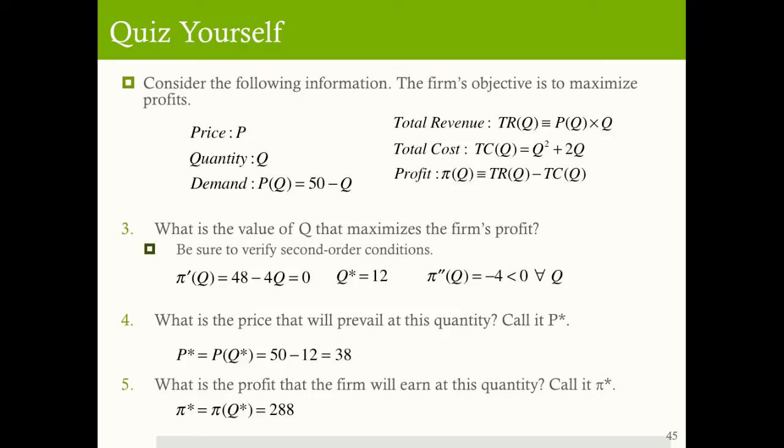What is the price that will prevail at this quantity? So I'm going to take Q star and evaluate it in my demand function, and I get 50 minus 12 equals 38. And finally, what is the profit that the firm will earn? So the maximum profit that this firm earns by producing at Q star is equal to 288.